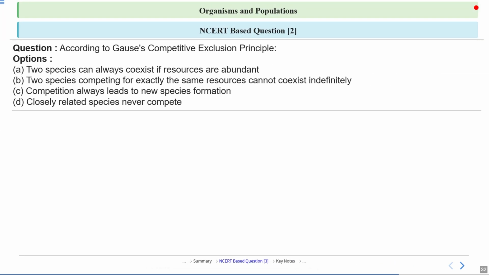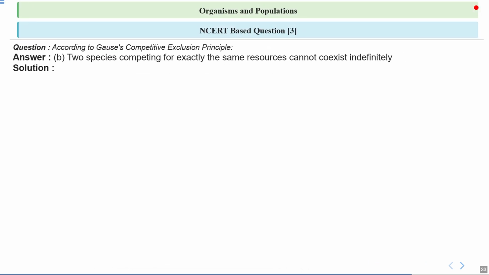Next question, according to Gauss competitive exclusion principle. Okay, so they are asking the definition of the Gauss competitive exclusion principle. Option number A, two species can always coexist if resources are abundant. Second is two species competing for exactly the same resources cannot coexist indefinitely. Option number C, competition always leads to new species formation. And option number D, closely related species never compete. What will be the correct answer? Option number B is the correct answer. Two species competing for exactly the same resources cannot coexist indefinitely.